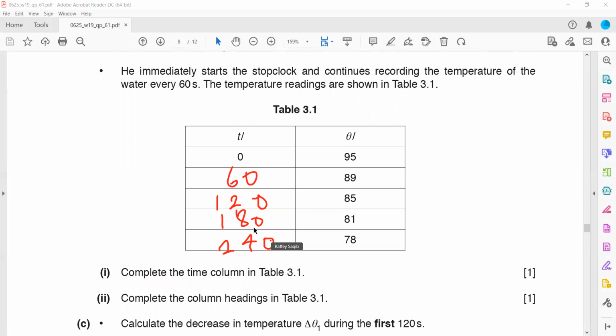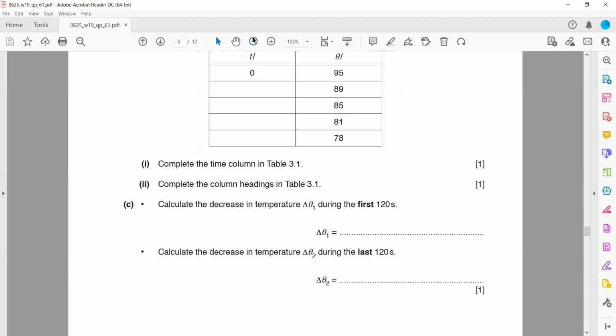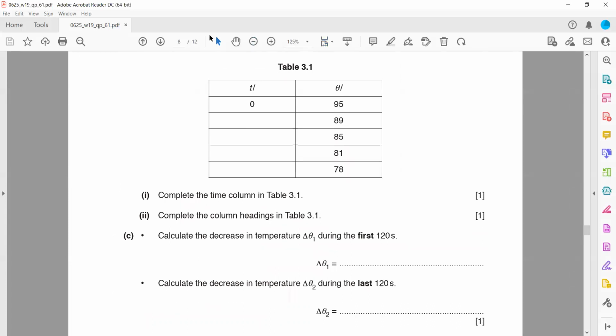That's right. And then complete the column heading. Column heading means the units which are used here. So that's good. Then calculate the decrease in temperature for the first 120 seconds, like how much the temperature decreases for the first 120 and for the last 120. If I complete here, this was 60, 120, 180 and 240. So for the first 120 seconds, what is the temperature decrease?